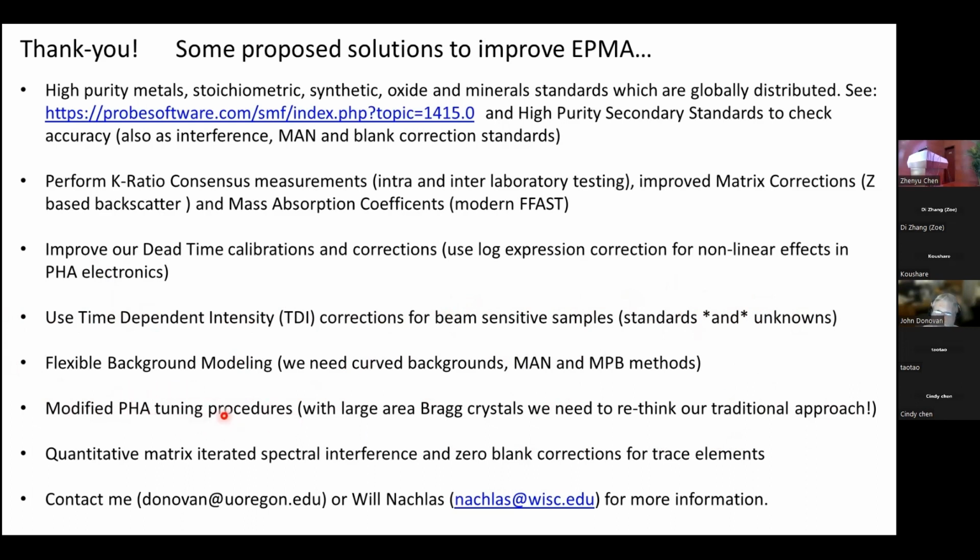I should have mentioned this before, but basically the idea is always make sure that your PHA peak is fully above the baseline level at the highest intensity that you're going to be measuring. And then when it goes to a lower intensity, the peak will shift to the right, but if you're in integral mode, that will not matter. You will be okay. And we need to do interference corrections and zero blank corrections.